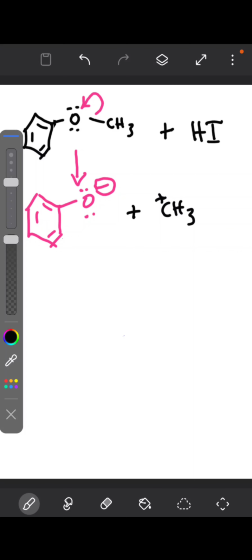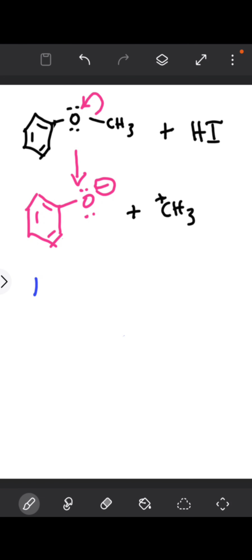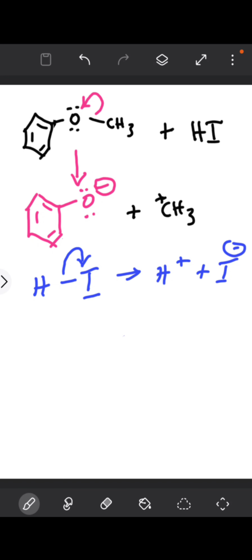Now to make this simpler, let's look at the second reagent here, hydrogen iodide. What will happen to hydrogen iodide? This is hydrogen iodide. Iodine is more electronegative and withdraws the bonding electrons. So we're going to have a proton and an iodide that is very nucleophilic.